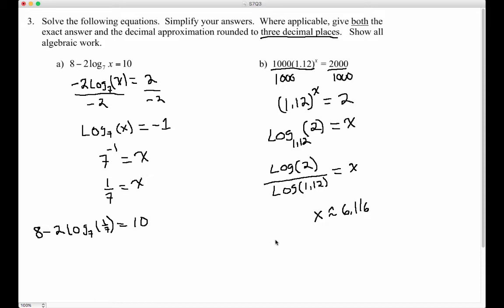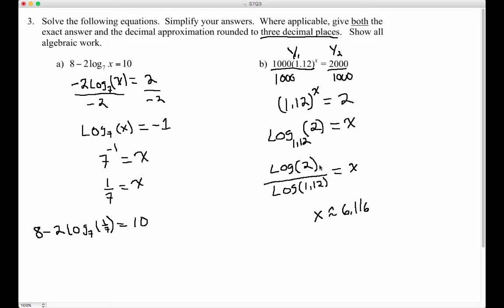Okay, so now what? Well, you could also actually have done this one graphically. So another way to have attacked this problem would have been to enter this side into y1 and this side over here into y2 and then find out where the two graphs intersected each other. I'll leave that for you to do on your own.